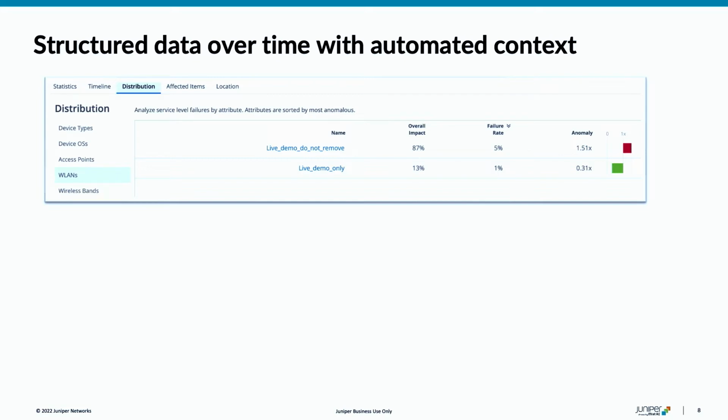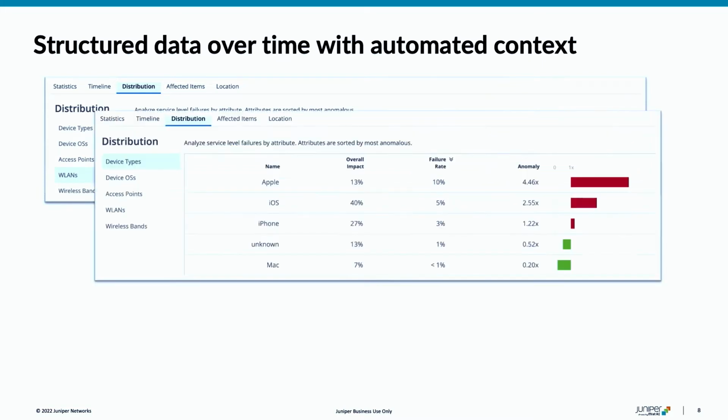So this is where we can do some feature analysis and say, well, look, you know what? There are some roaming issues, but it's only on one particular SSID or wireless LAN. So you shouldn't be expecting everyone to be complaining about this. So you're getting some additional context of who's actually having a problem.